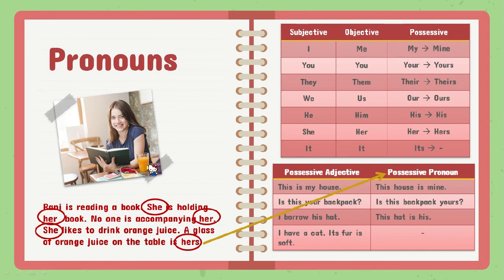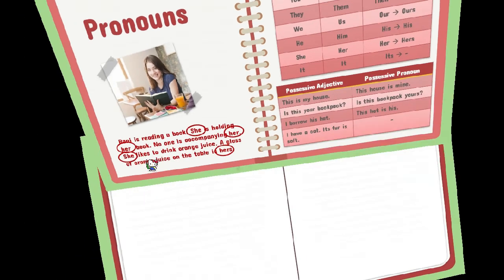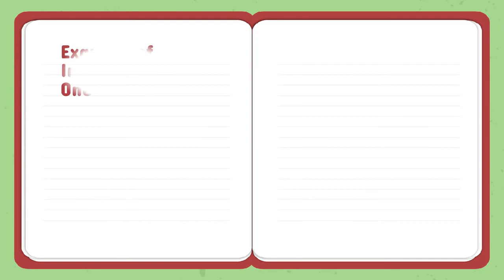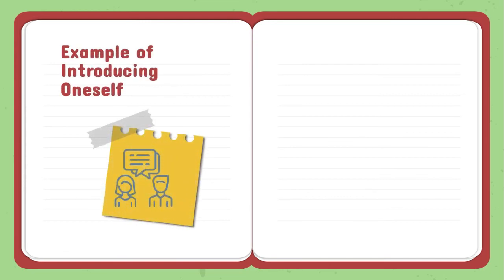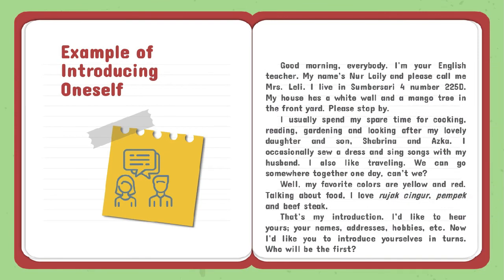Nice. After you learn about how to give personal information and the use of pronouns, hopefully you will be able to introduce yourself in your own and simple way. For example, like this one. This is my self-introduction. It is very simple, isn't it? You can see that in my introduction, I inform about my name, my nickname, my address, my hobby, my favorite colors, my favorite food, and so on.